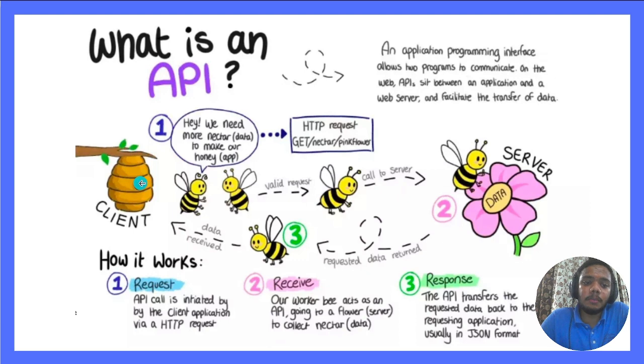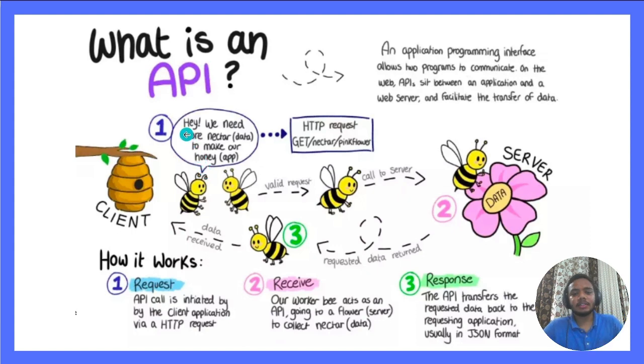So the client, the beehive, wants to make honey, or it wants to make its application work. For that, it needs some data. Whenever we have an application, we need data to process so that our application can work. Similarly, the beehive, the application, needs nectar to process and make honey out of it. So the client, the beehive, knows that it can get the nectar, the data, from the server, the flower. So it will generate a request to the flower to get the nectar. So first thing is the generating of the request.